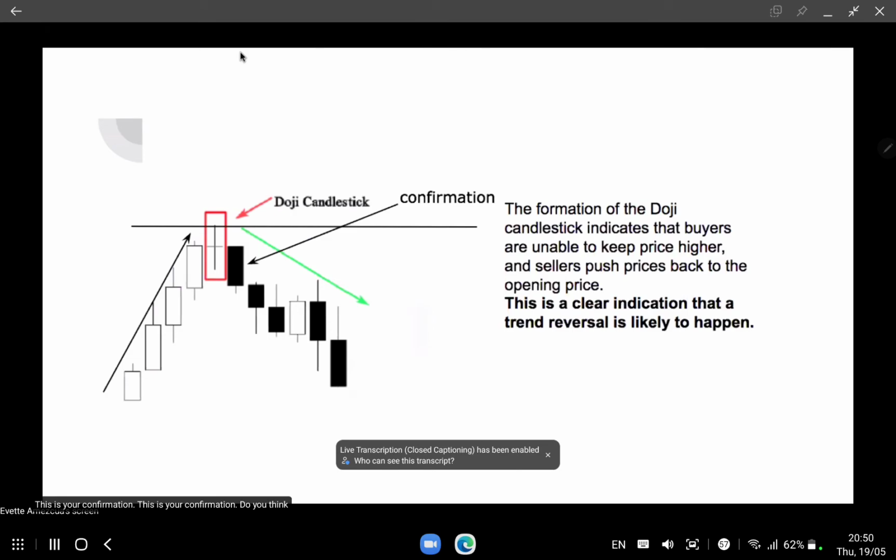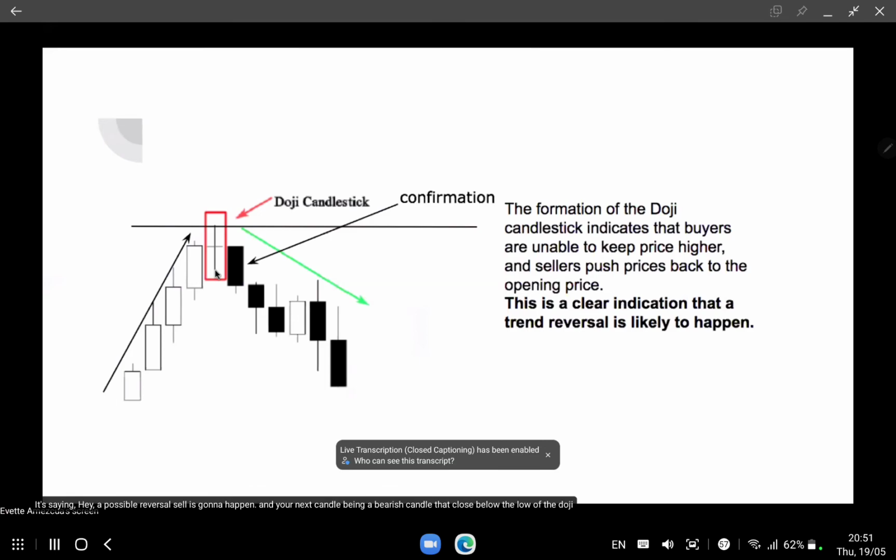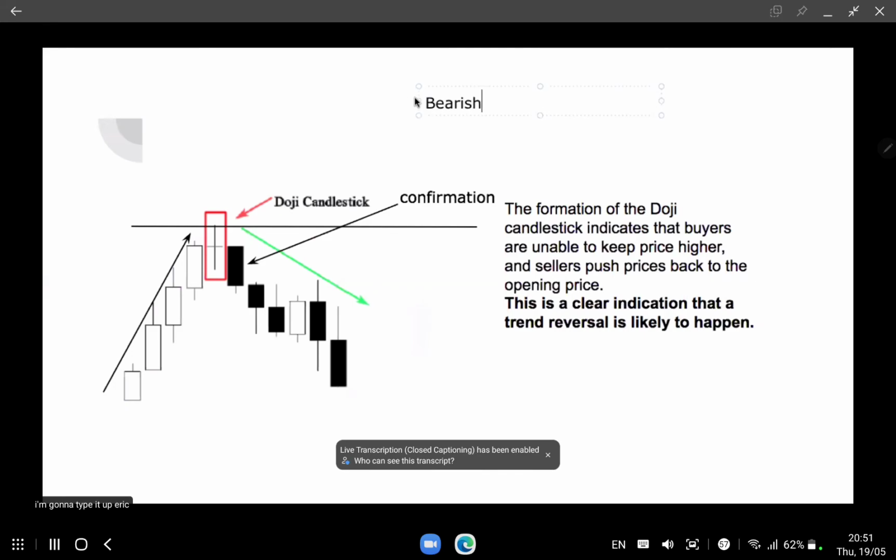Doji is telling you possible reversal because we hit a resistance. The candle after it is saying, I'm confirming this reversal. Because your doji appeared at an area of resistance, it's saying, hey, a possible reversal sell is going to happen. And your next candle being a bearish candle that closed below the low of the doji tells you you're going to start seeing that reversal now. So I'm going to type it out. Bearish candle that closed below the low of the doji.